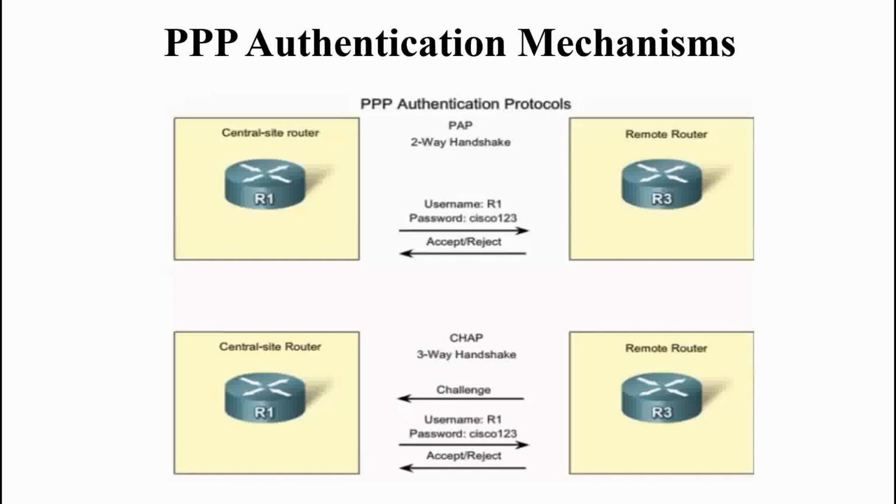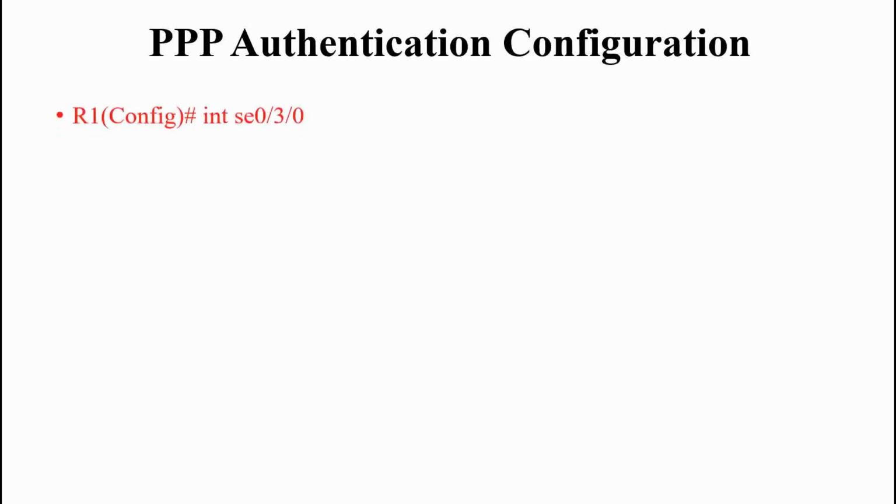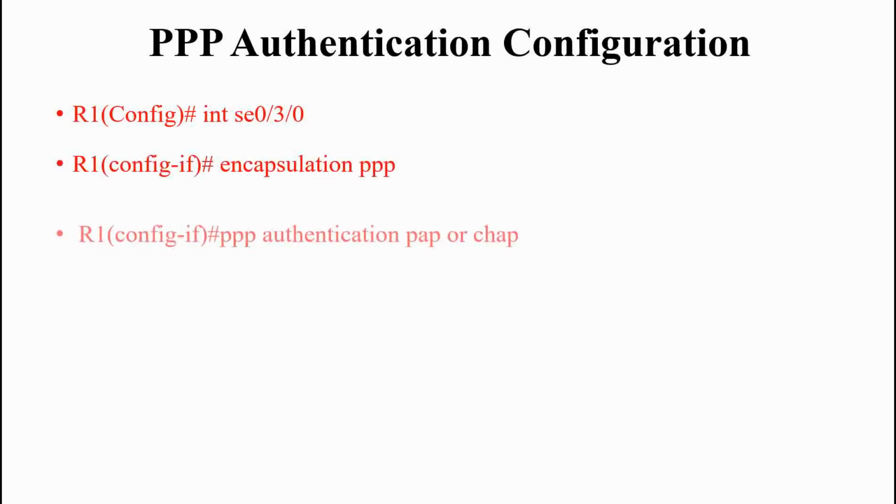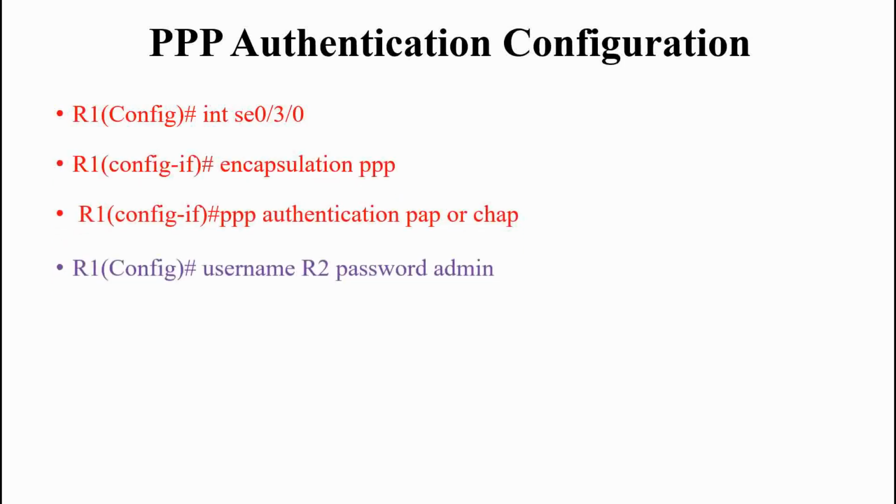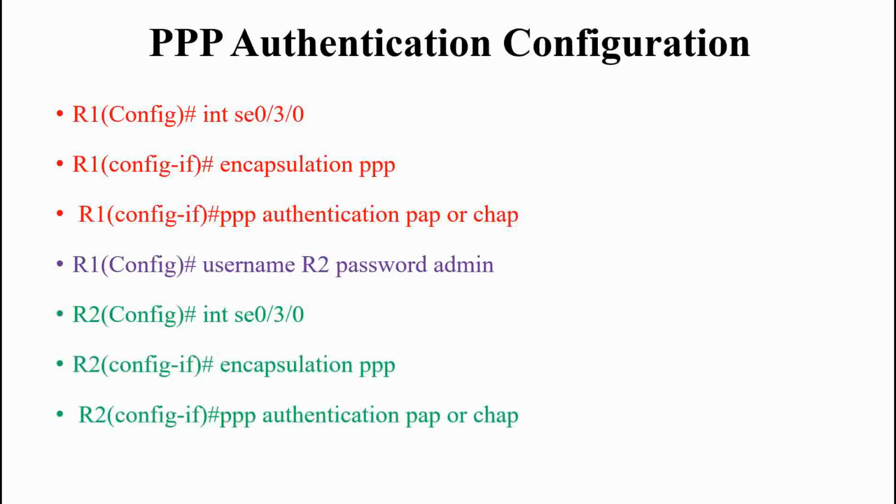Then after that they can exchange the password as well as the username. Then after that they can reject or accept the packets. So this is the main difference between PAP and CHAP. Okay, so when we come to the configuration part, we have already seen CHAP in the previous video, and we have also seen the introduction of PAP. So today we'll discuss how to configure CHAP.